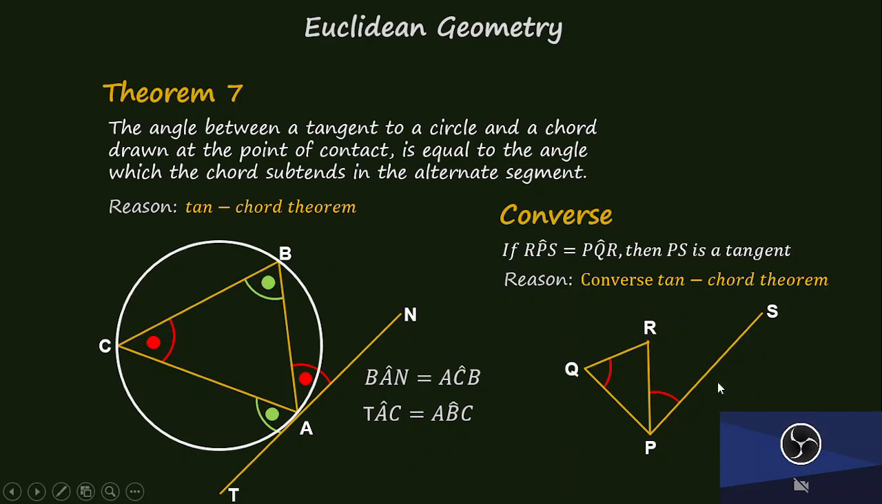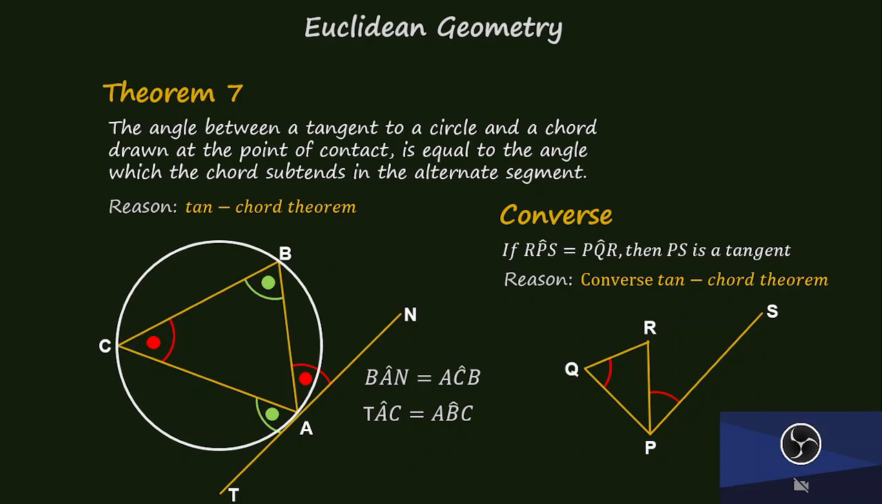I'll repeat this again. You find that PQR is not in a circle. Remember, all the vertices of the triangle must touch the circumference of the circle in order for this to be a Tan-chord theorem. But in some cases, when they want you to prove that something is a tangent, they'll tell you, okay, prove that PS is a tangent to a circle through PQR. You look at PQR, and the vertices of this triangle are not touching the circumference, right? So that's where you just have to show that this angle equals that. If you do that, then you can say, therefore, PS is a tangent. What is the reason? Converse Tan-chord theorem.